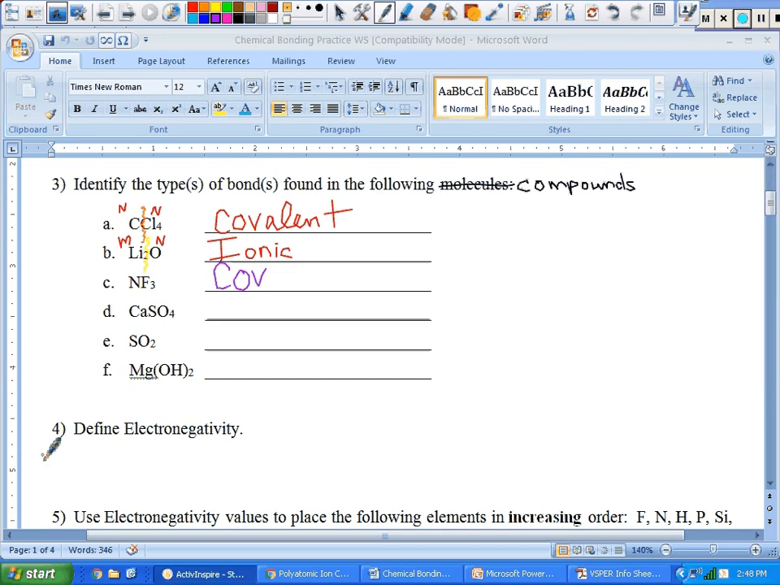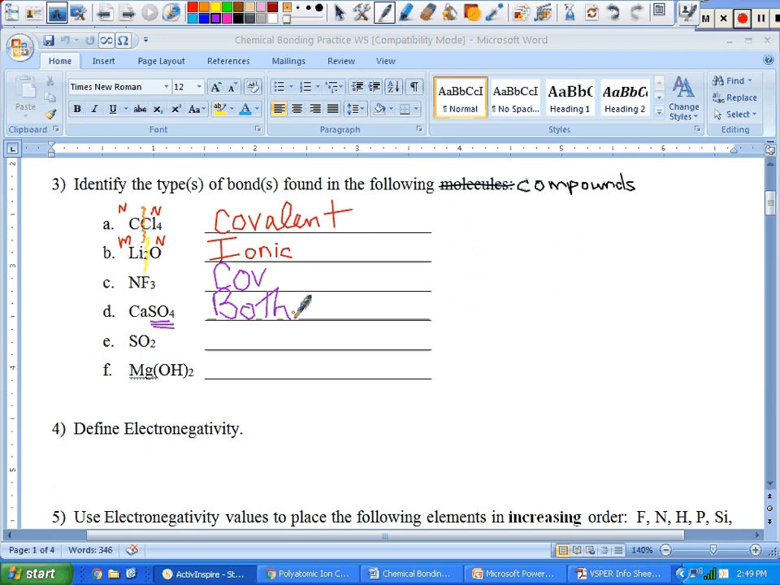All right, now, we've got something strange going on in D. What is calcium? A metal. What is sulfur? Non. And what is oxygen? A non. But what do you notice? What is SO4? It's sulfate. So since we have a metal and a polyatomic, what kind of bond do we have? Both. Very good. I'm glad you put that.